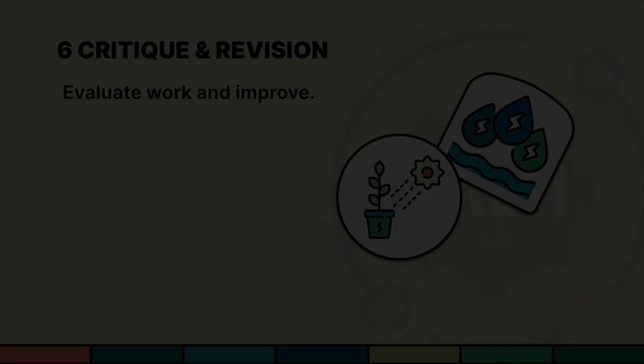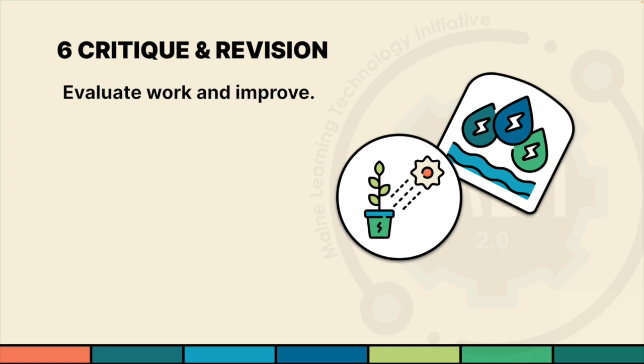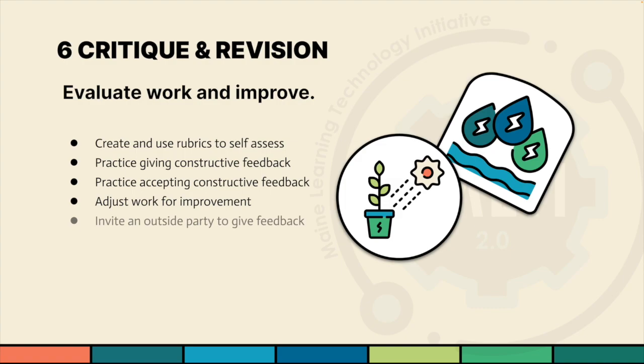In conjunction with reflection, students can then offer constructive criticism for their work and revise to constantly improve and work towards those end goals. Student-created rubrics can help support constructive feedback and help students accept that feedback as well. Inviting a third party to give feedback can also be valuable for a new opinion or new ideas.